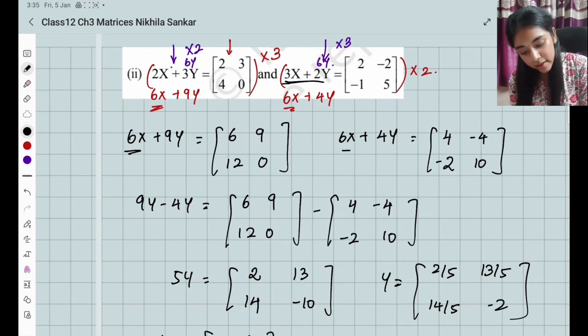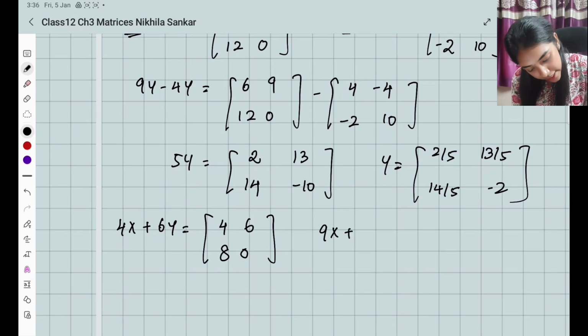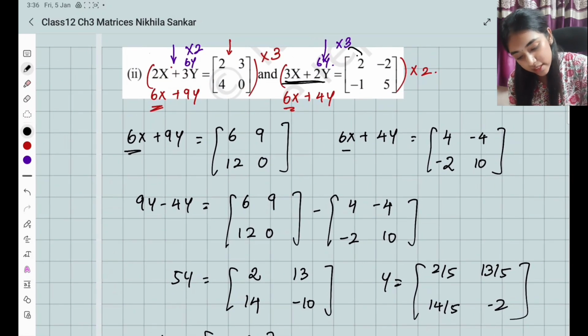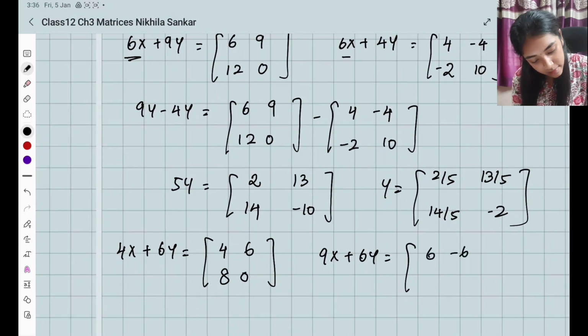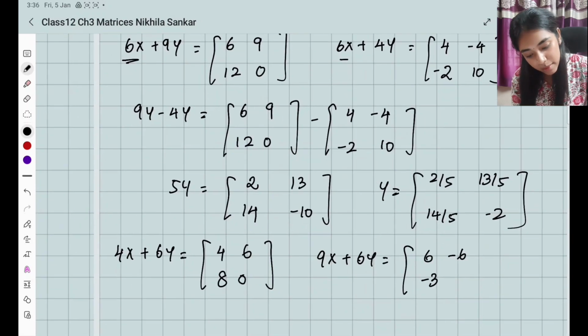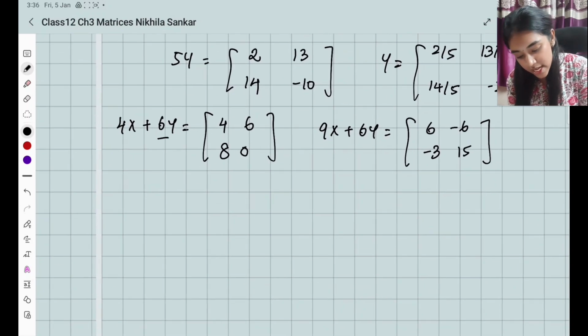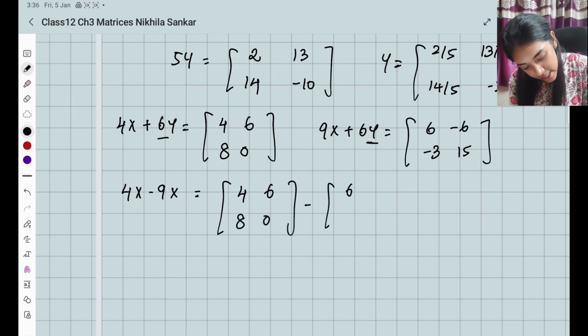Now, the second equation I have to multiply by 3. So, I have 9x plus 6y equals, right hand side multiplied by 3. Correct? So, I have 6, minus 6, minus 3, multiplied by 3, 15. Okay, now again when I subtract these two equations, 6y and 6y cancel. I have 4x minus 9x equals, subtracting 4, 6, 8, 0 minus 6, minus 6, minus 3, 15.